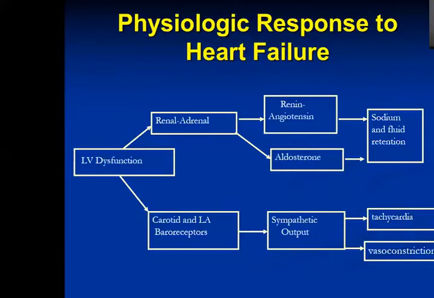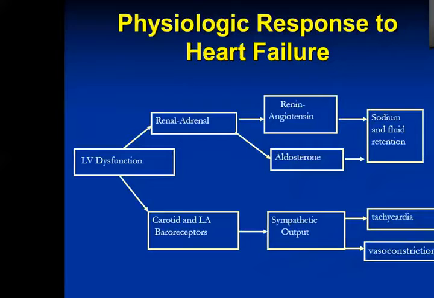that lead to release of renin, angiotensin, and aldosterone. And similarly, the carotid and LA baroreceptors, which are there because of overstretching. Because once the heart is failing, it's not only leading to hypoperfusion of the peripheral organs, but also increasing end diastolic volume and stretching of the myocardium.